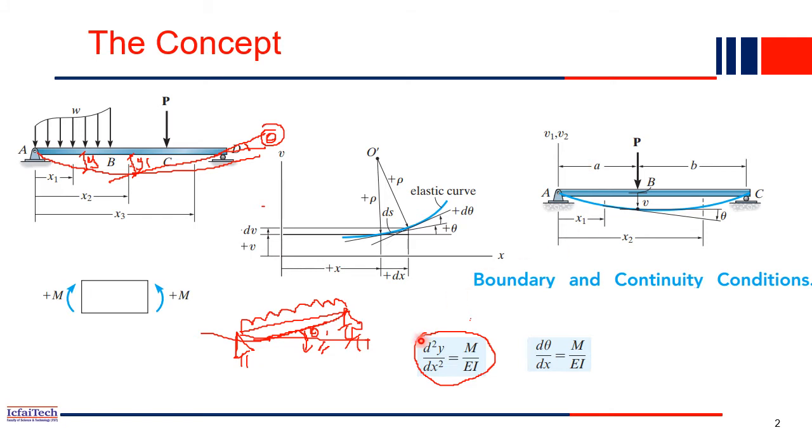So this is the equation we derived in the last class, d square y by dx square equal to M by EI. Our main objective is to calculate y.